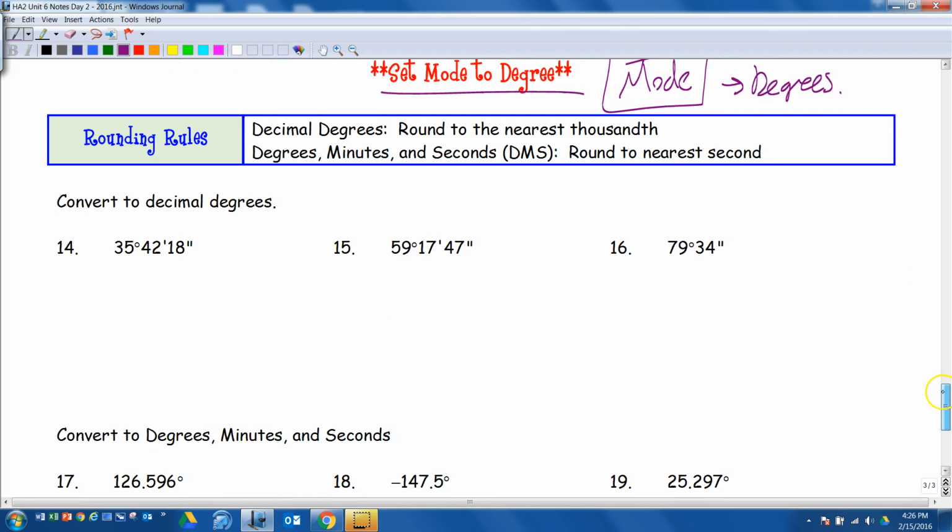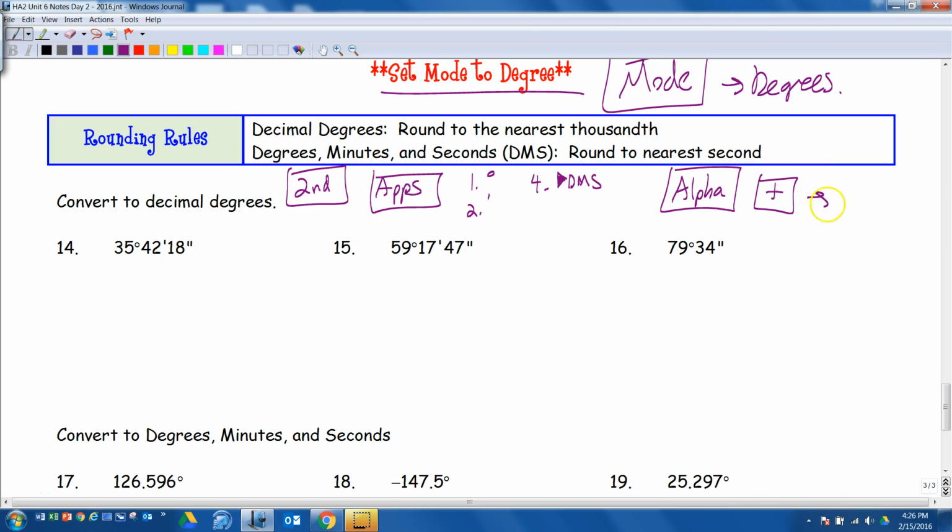We want to go to a decimal. So here's what you do. Everything pretty much is second and then apps. If you hit that on your calculator right now, you should have these options. I don't know what 3 is, but 3 doesn't matter. And then the problem is, that gives us the symbol for the degrees and the minutes, but not the seconds. To get the seconds, you hit alpha, and then hit the plus key, and that'll give you the seconds.